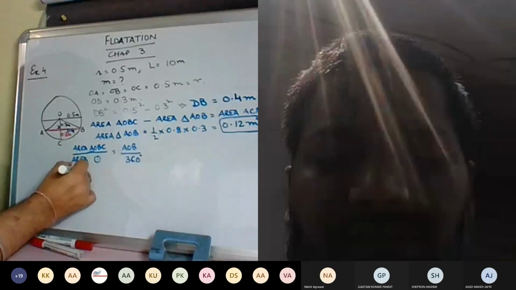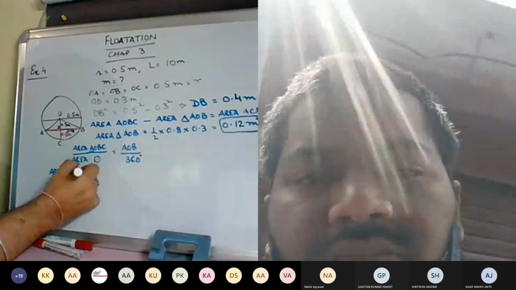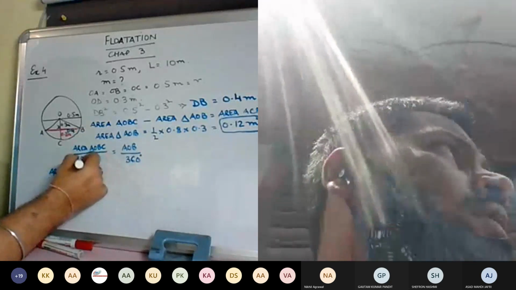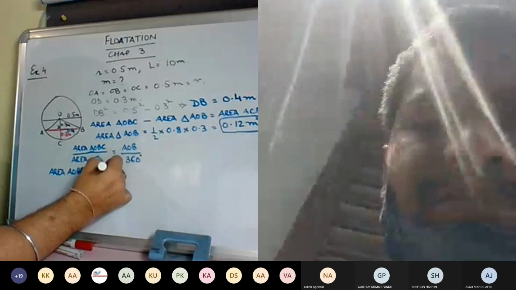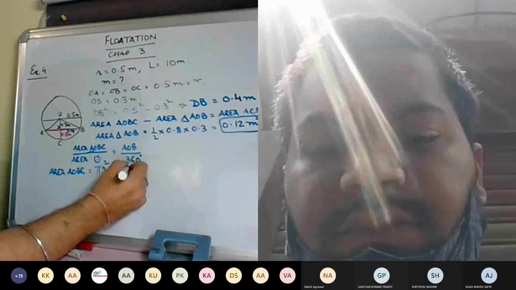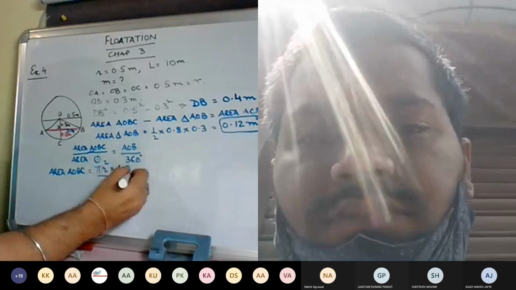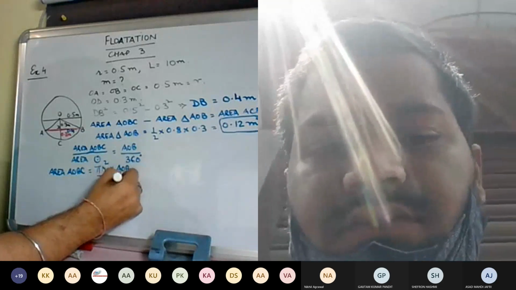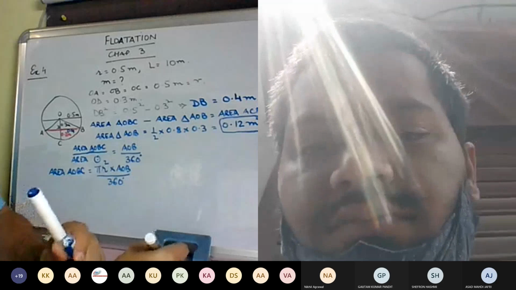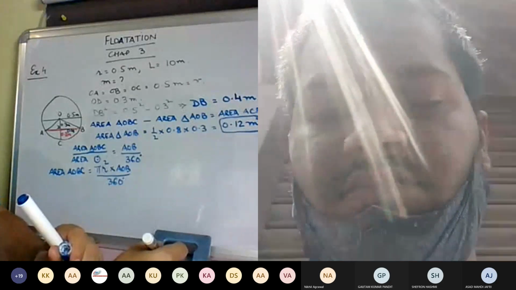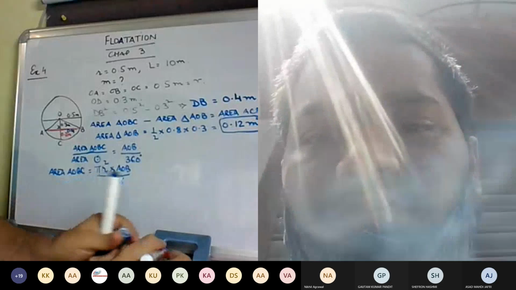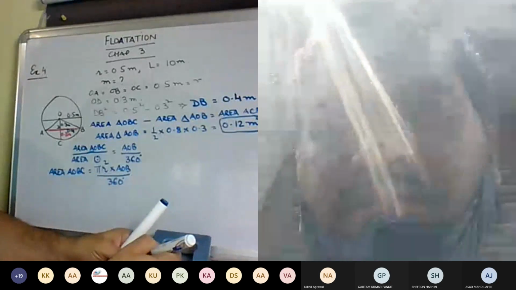Area of AOBC, what I am interested in, will be equal to the area of the circle, pi r square, into angle AOB divided by 360. Okay, now let us figure out AOB.